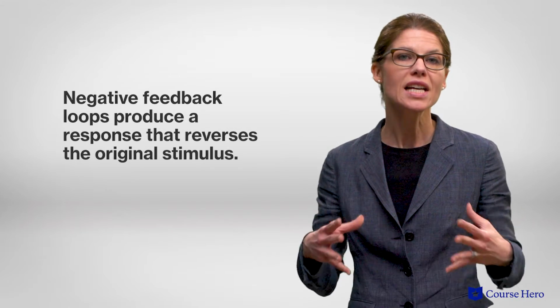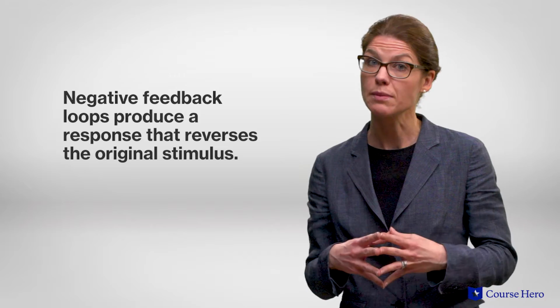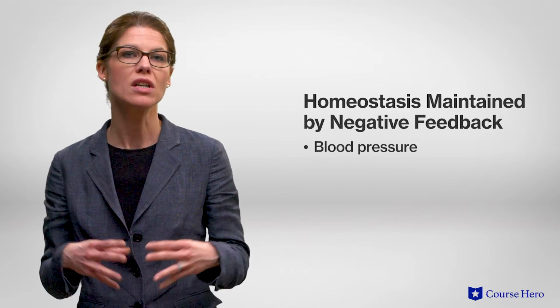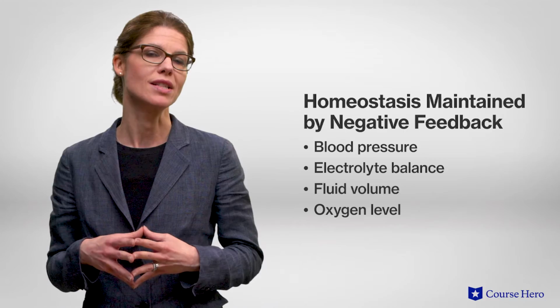These are both negative feedback loops, as the response is to reverse the original stimulus, changing glucose levels, to ensure a certain amount of glucose, the set point, is maintained in the blood. There are many other negative feedback mechanisms used to maintain homeostasis of a variety of internal conditions, including blood pressure, electrolyte balance, fluid volume, and oxygen levels.